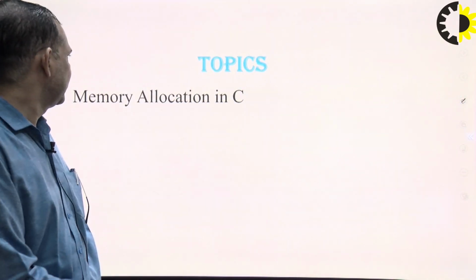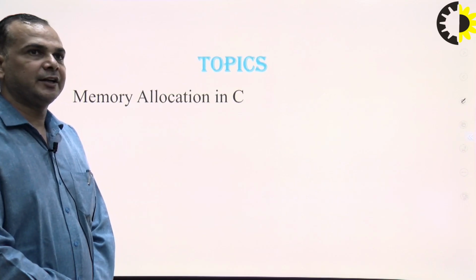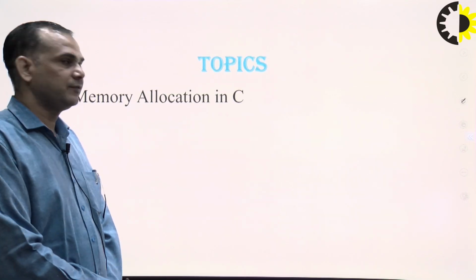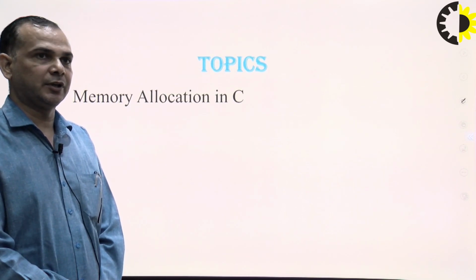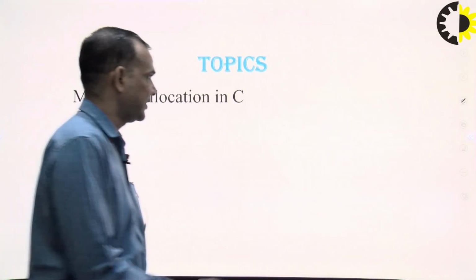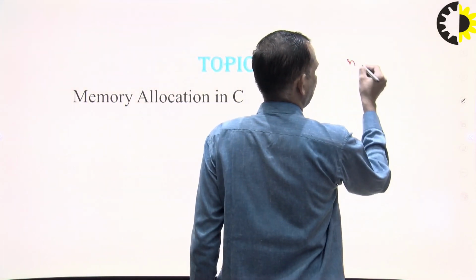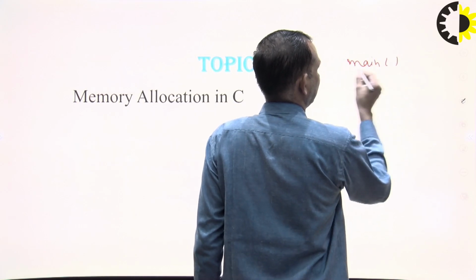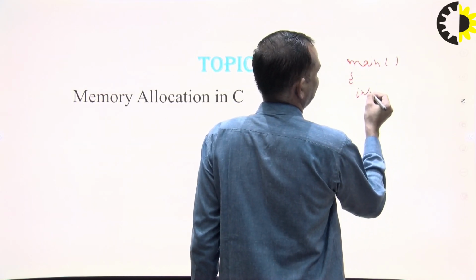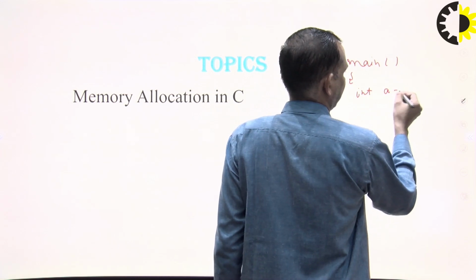As we all know, when we write a program, firstly we have to assign memory. If we initialize a variable, suppose we are taking a program, we start from main and we declare a variable a, a equal to 5.